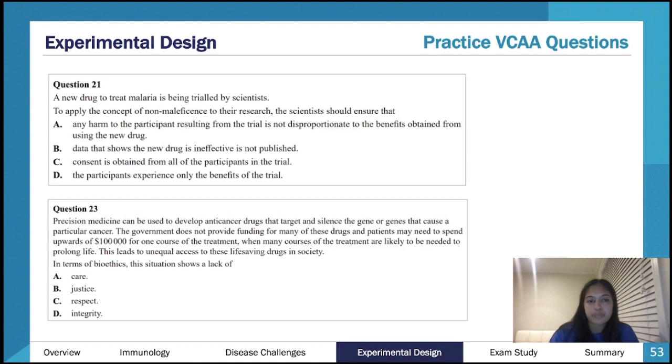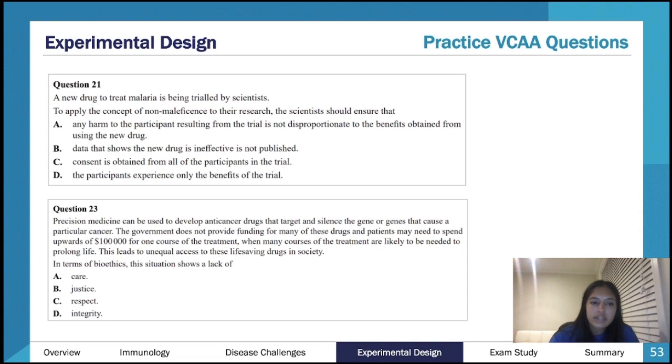So a new drug to treat malaria is being trialed by scientists. To apply the concept of non-maleficence to their research, the scientists should ensure that what? So non-maleficence. So any harm to the participant resulting from the trial is not disproportionate to the benefits obtained from using the new drug. Yep, that sounds pretty good. Data that shows the new drug is ineffective is not published. That would be to do with integrity, and that would be breaching integrity.